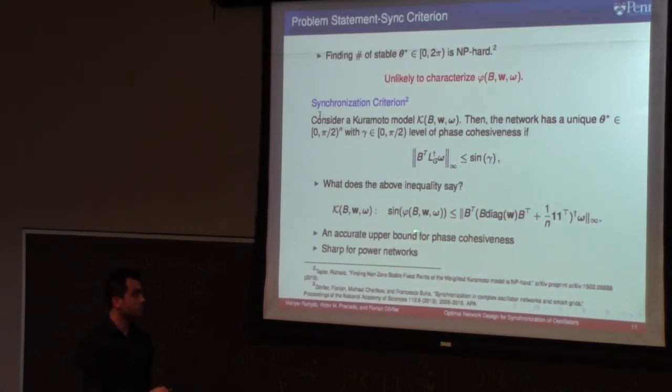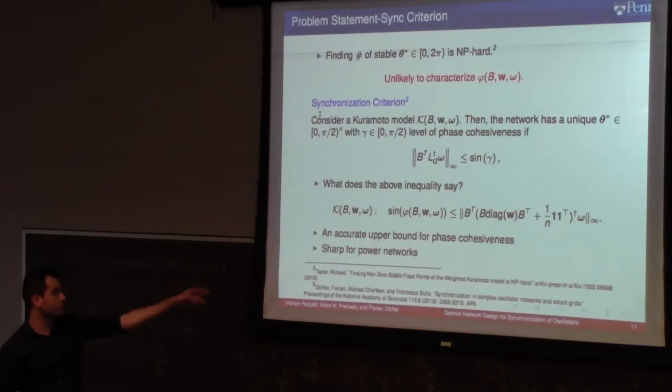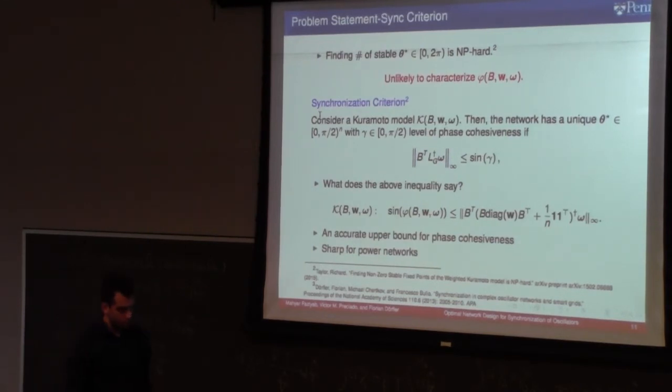So the sine of my phase cohesiveness is less than or equal to the infinity norm of the particular solution in the previous slide, right? So this upper bound is not crude, it's not very bad. It's an accurate upper bound for phase cohesiveness, and it is sharp for power networks, meaning that they are almost equal. But the bad news is that there's no analytical proof for this. It has been suggested by the author with some justification for the derivation of this particular solution, but there's no analytical proof, and the proof is based on Monte Carlo simulations.